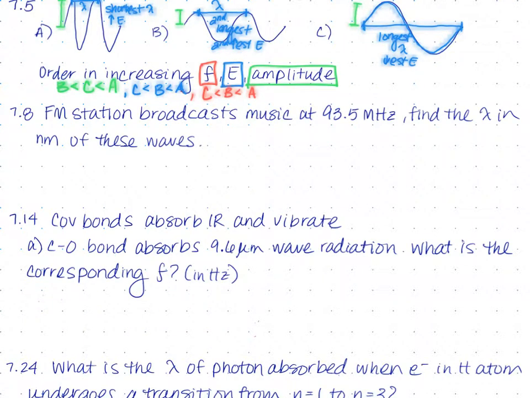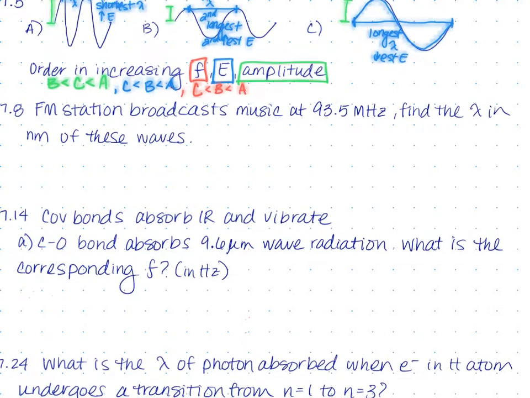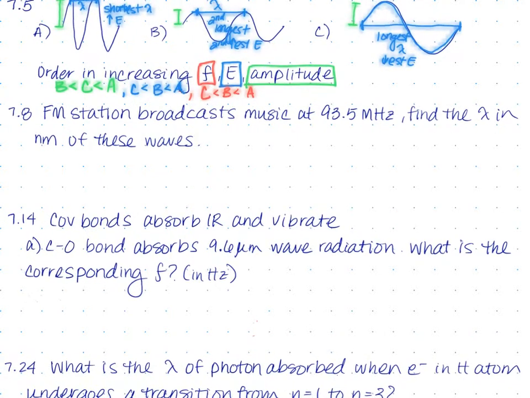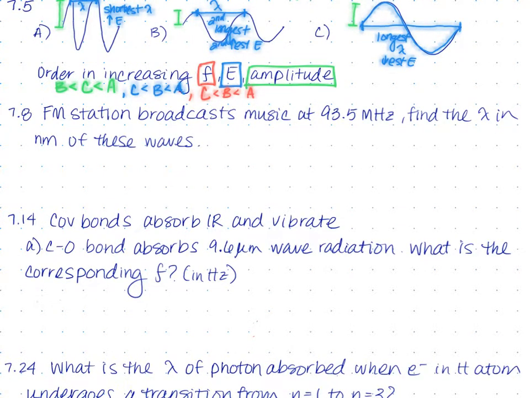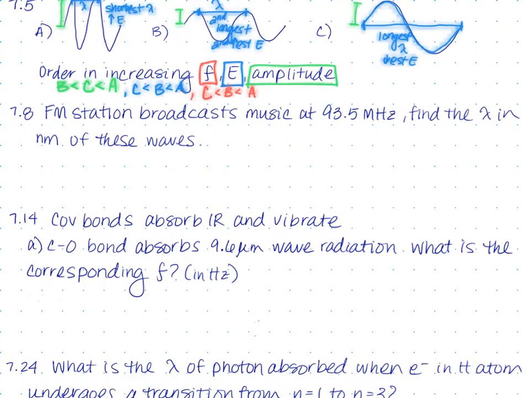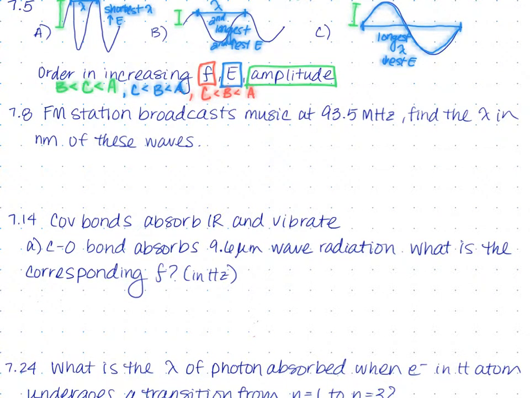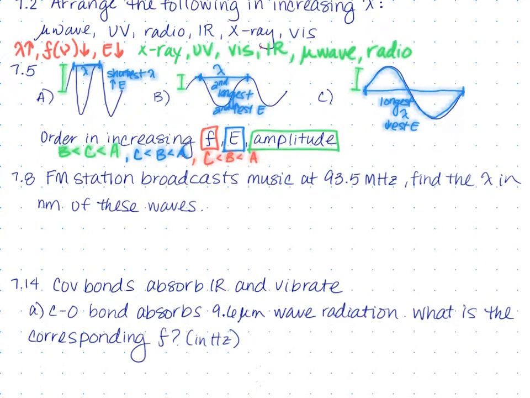Okay, this next one is 7.8. It says FM station broadcast music at 93.5 megahertz. Find the wavelength in nanometers of these waves. So this, and I neglected to give a difficulty score to each of the previous problems, so I'll tell you that now.